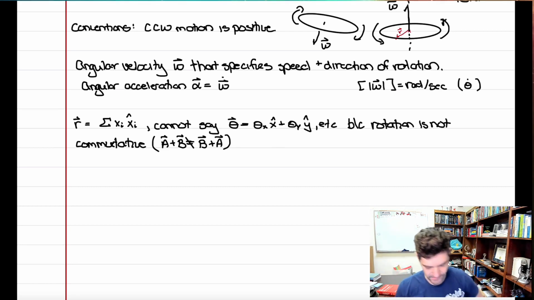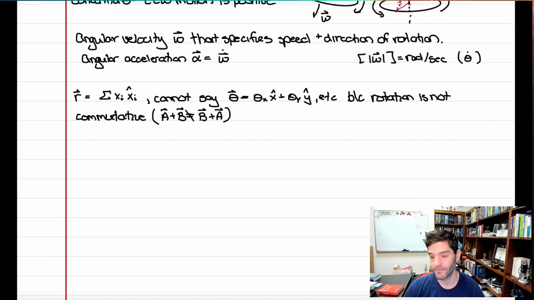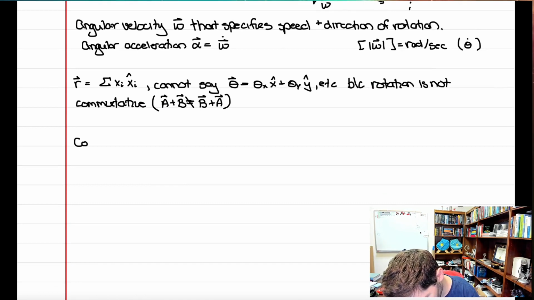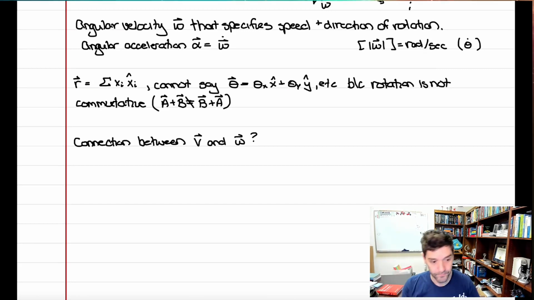So rotation is not commutative. So you cannot describe angular motions, or angular positions rather, in this kind of vector sense. That won't be too bad in terms of how we're going to ultimately be able to do all of this, since, again, forces are tied to accelerations or how velocities change. So we're going to be all right, I think, at the end. Before we get into the idea of momentums, we could ask, what is the connection between v and omega in general?